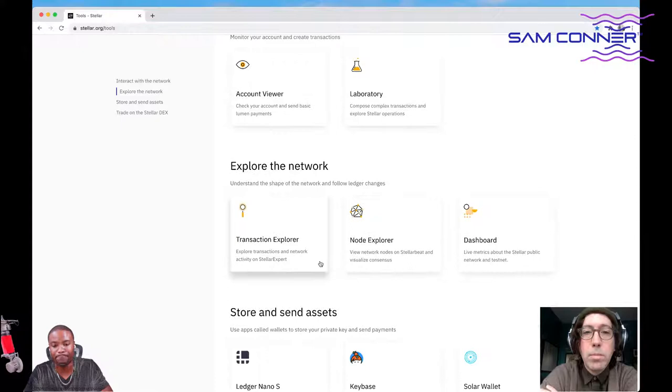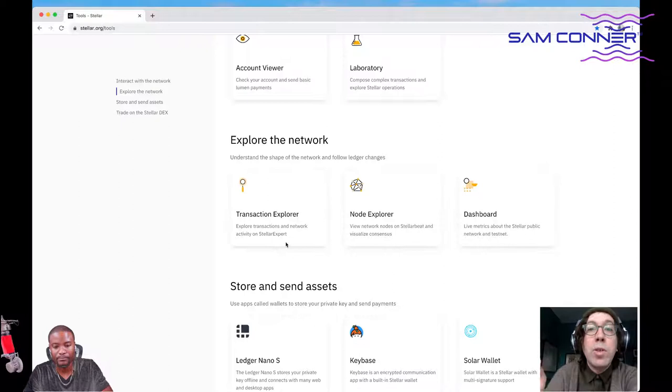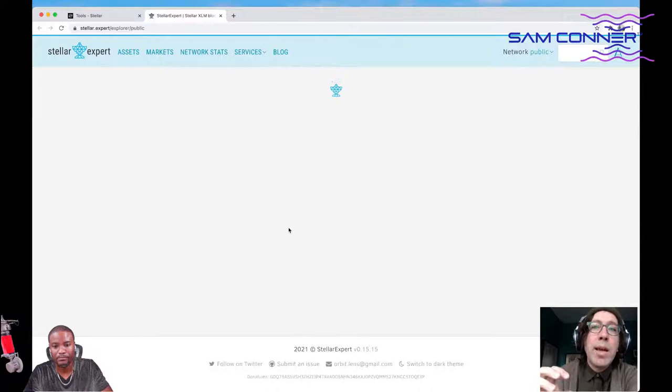I think that some of the questions that people have are pretty nuts and bolts. And using this section of the website and using these Explore the Network tools is a really good way to actually understand what Stellar is and what's being done on Stellar. So I think this is a great point.